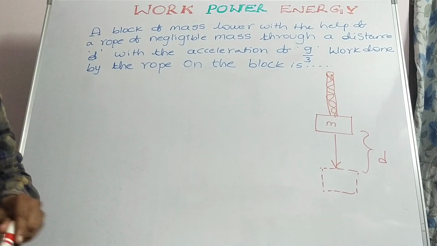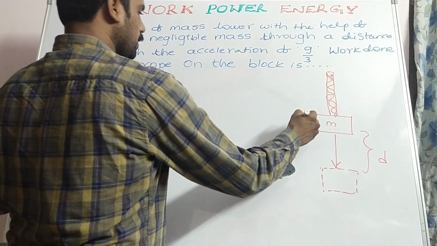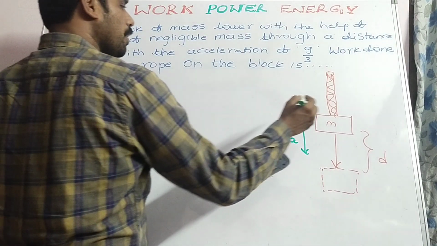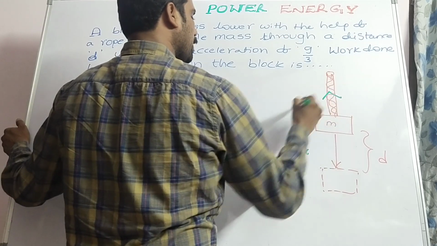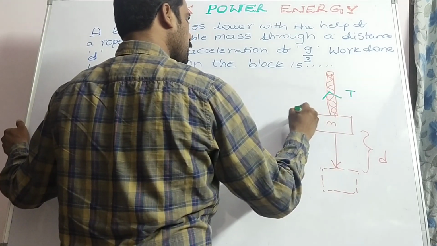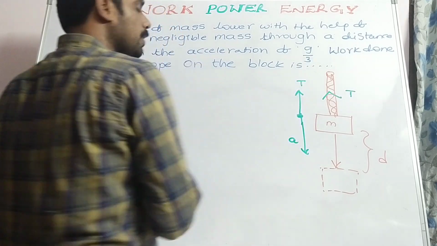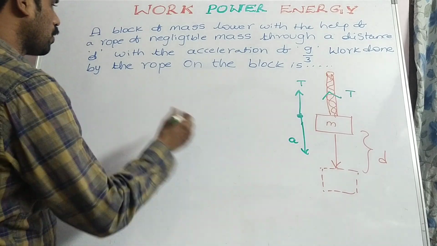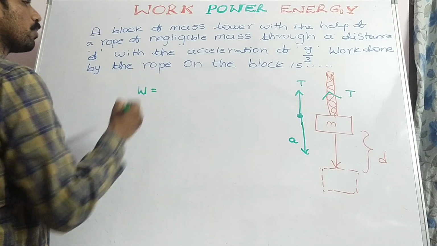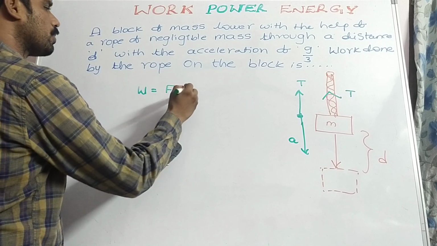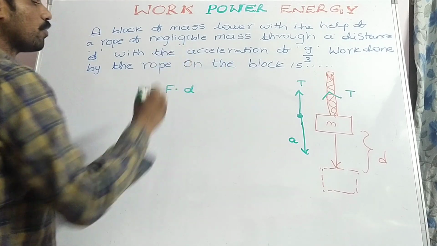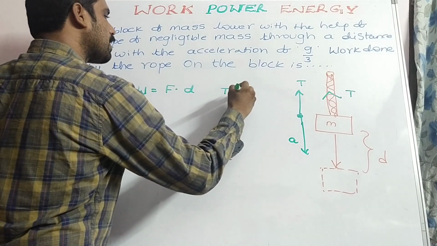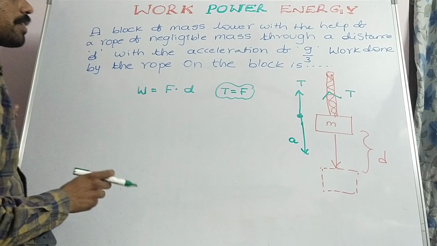The body is getting accelerated in the downward direction, but the tension in the string will be acting in the upward direction. So here we can write that work done W is equal to force into distance traveled, small d. Here the tension T acts as the force.